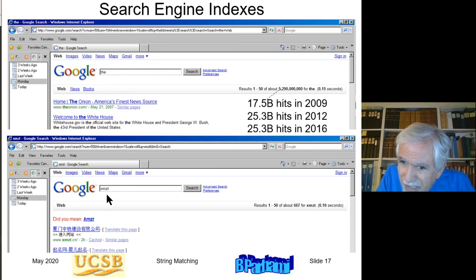Then I decided to enter something random. So I just pressed my keys randomly and it came to XMZT. I was pretty sure that this random string of characters does not appear anywhere. But to my surprise, there were 667 hits for that seemingly random string XMZT. And then Google actually asked me, did you mean KMZT? So the first time I did this, I wondered, okay, why is KMZT any less random than XMZT?